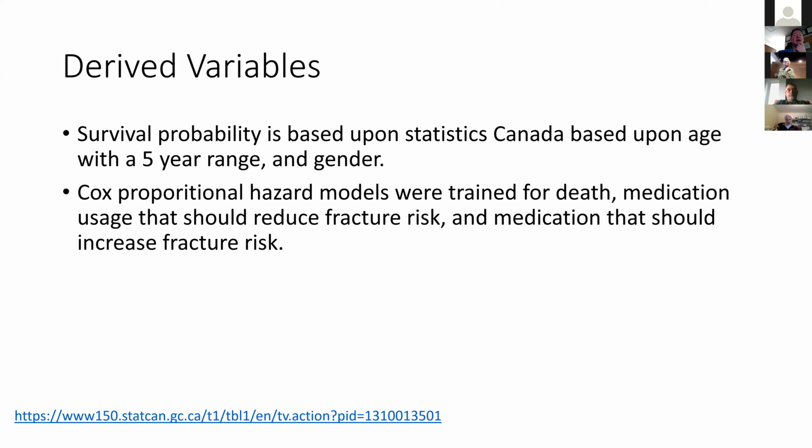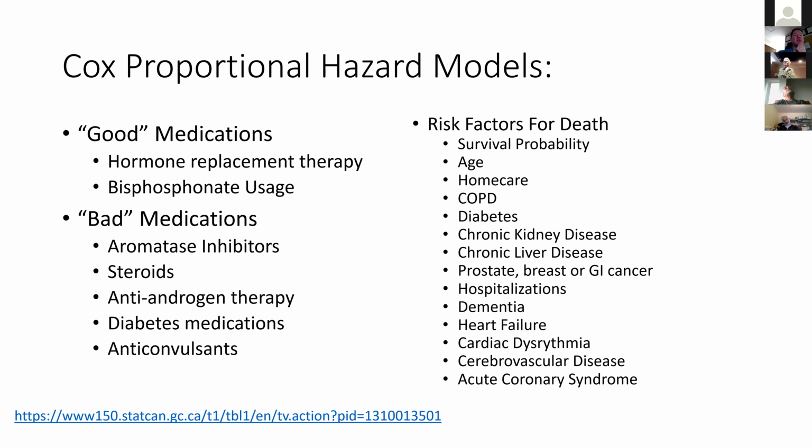And then I basically tried to aggregate together certain classes of medications, and I also tried to predict death using a Cox proportional hazard model. So essentially, I created one Cox proportional hazard model that was based off of medications that were likely to reduce fracture risk, like hormone replacement therapy and bisphosphonate usage. I aggregated medications that were likely to increase fracture risk into a Cox proportional hazard model, including steroids, aromatase inhibitors, antiandrogens, insulin and diabetic medications, and anticonvulsants.